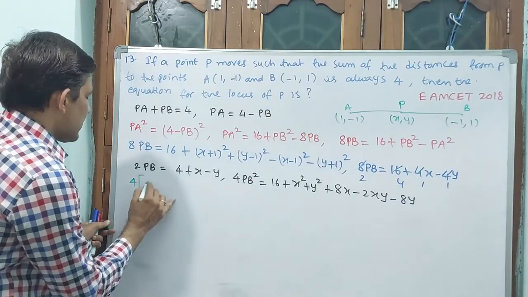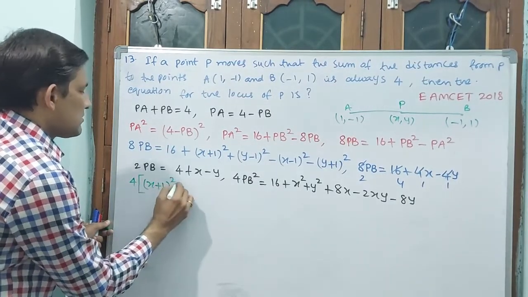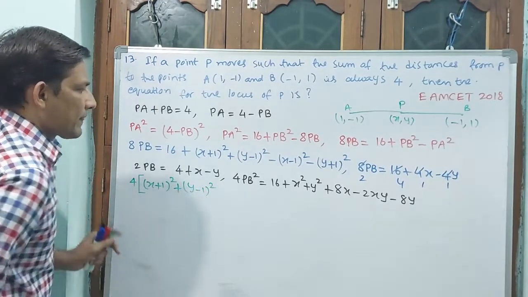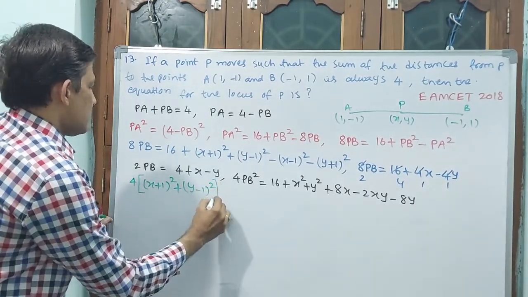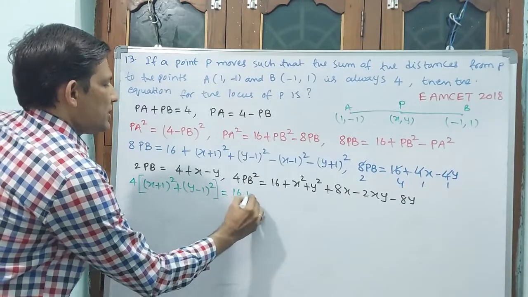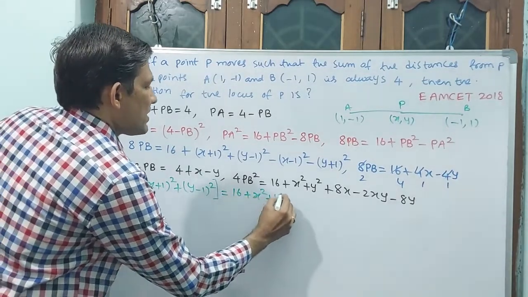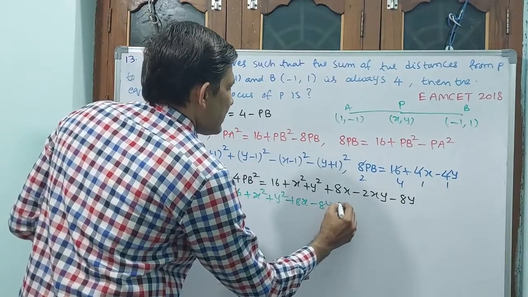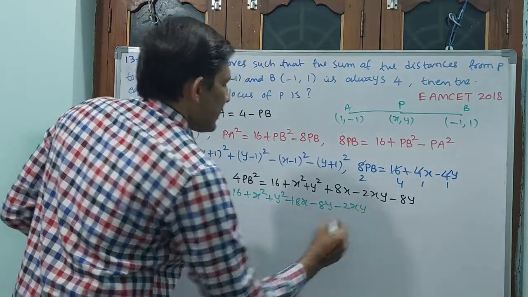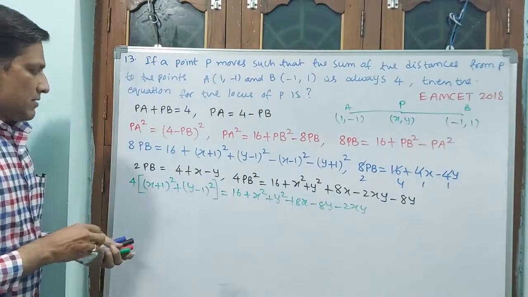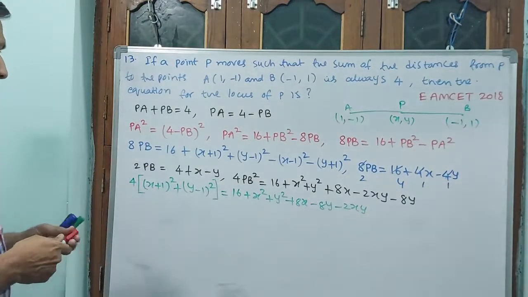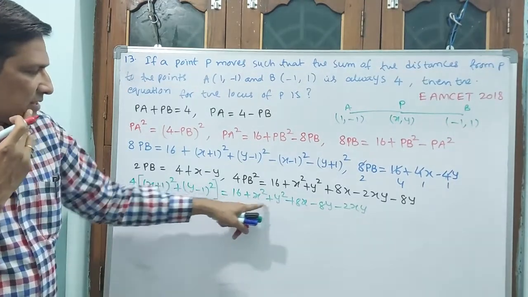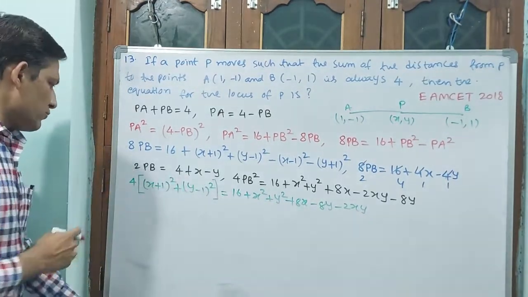X plus 1 whole square plus y minus 1 whole square is equal to 16 plus x square plus y square plus 8x minus 8y minus 2xy. Okay, now proceed further. Why? Because see, 4 you cannot send this side. Why? Because here only single x is there. That is why you cannot send it.